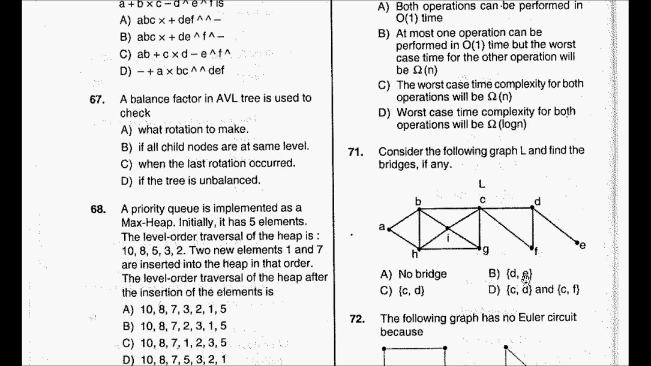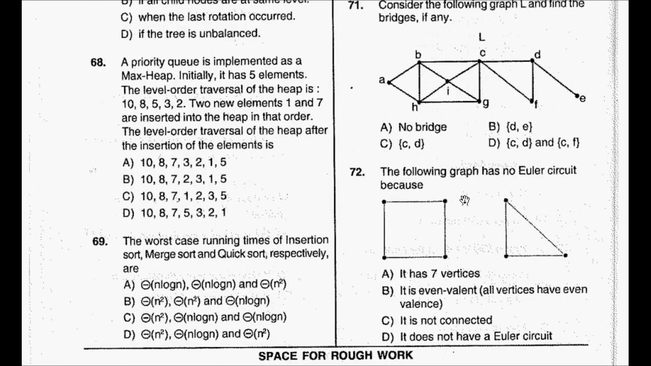So both options are correct, but I am choosing DE right now. Okay. Next is Euler circuit. We need to know Euler circuit, Euler path, Hamiltonian circuit, Hamiltonian path. A circuit is when you start from a point and you have to come back to the same point, then it becomes a circuit.